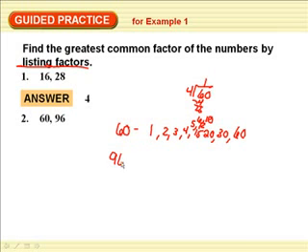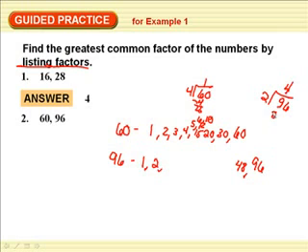Okay, 96. Ooh, 1 and 96. 96 is even, so 2 goes into it. What's half of 96? 48. And if you don't know, just go over here. 2 into 96. Let's check it. Goes in there 4 times. That would be 48. Okay.